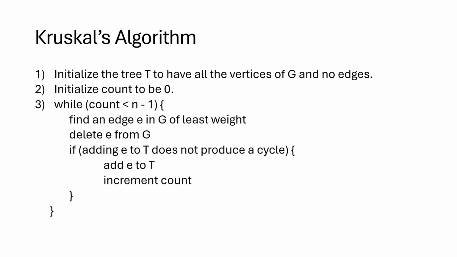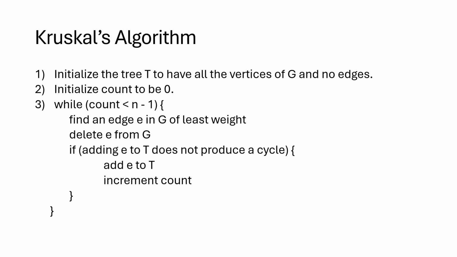Let's start with Kruskal's algorithm. What we do is we start with the tree T to be all the vertices of the graph but no edges. So basically it's not a tree yet, right? But we keep all the vertices without any edge. And then we have a counter that tells us when to stop. We initialize the counter to be 0.